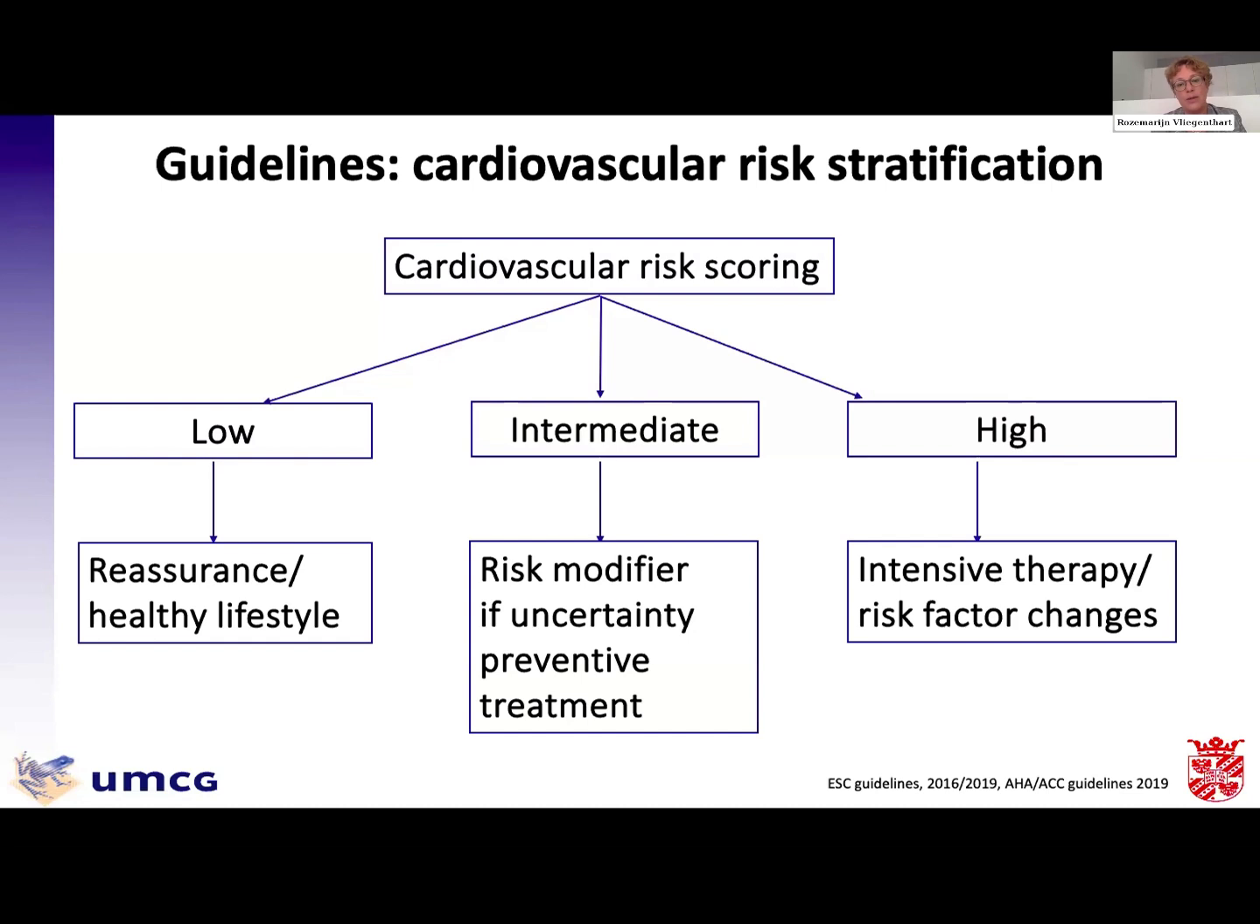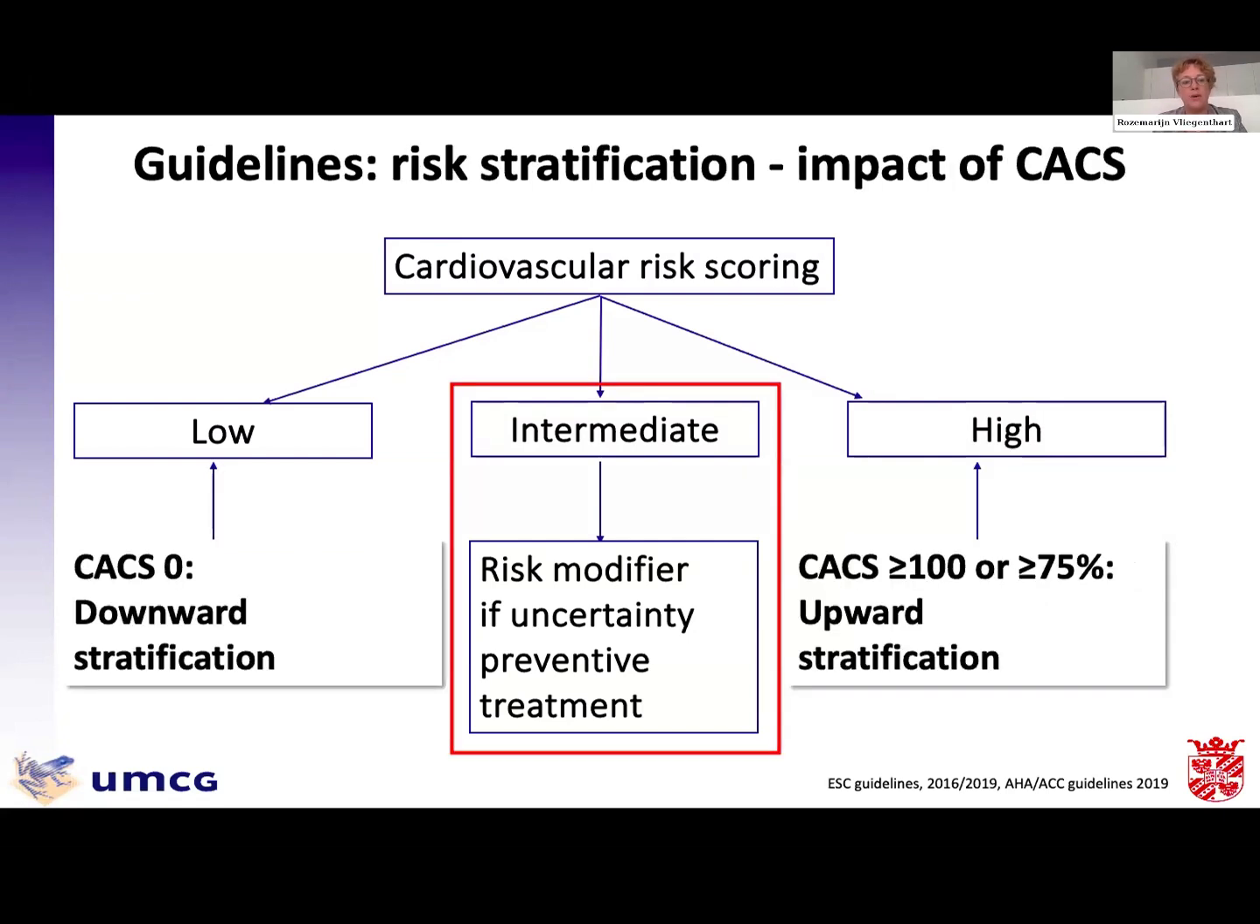And while it's pretty clear what to do in those with a low risk and high risk, there's less certainty on the need for medication in those with an intermediate risk. And here the recommendation is to use a risk modifier, such as the calcium score, to know better what the underlying amount of coronary atherosclerosis is. So in this group, a calcium score can be used to either risk stratify downward if the calcium score is 0, so then the risk is low and no further preventive treatment is needed, or in case of a high calcium score, which is generally expressed as a calcium score of 100 or more, or an age and sex percentile above 75, then an individual is upward stratified and does benefit from lifestyle modifications and preventive medication.